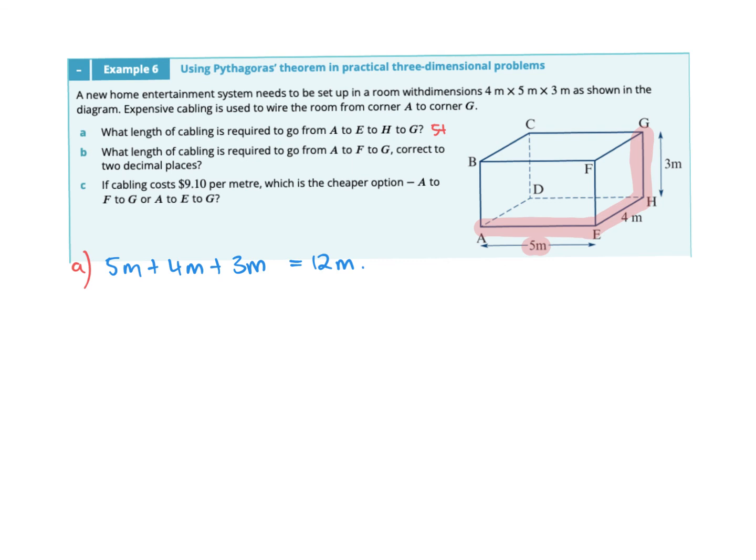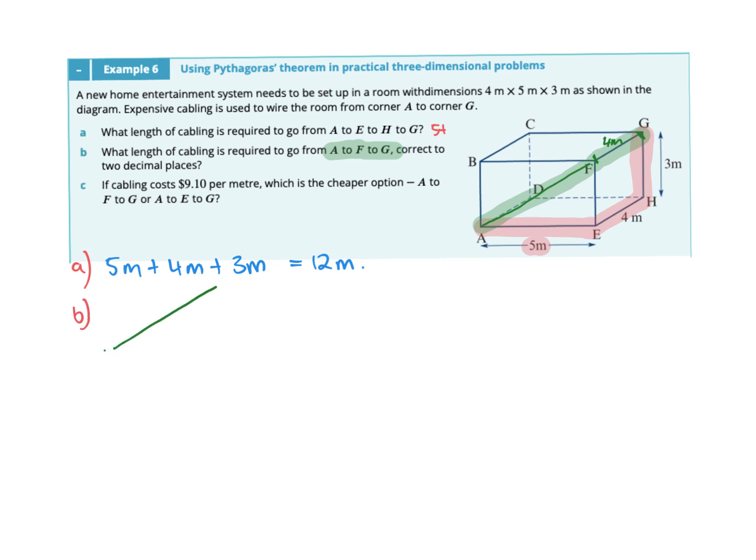What length of cabling is required to go from A to F to G? So A to F would be across the wall. See that wall on the front? And then we'd go across along here, F to G. What we need, we can see from F to G is actually the same here to here, 4 metres. So we know that bit, but obviously we need to know if we're going across that flat wall. So let's work out that bit first.